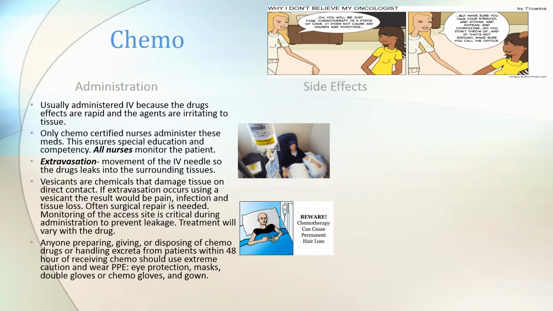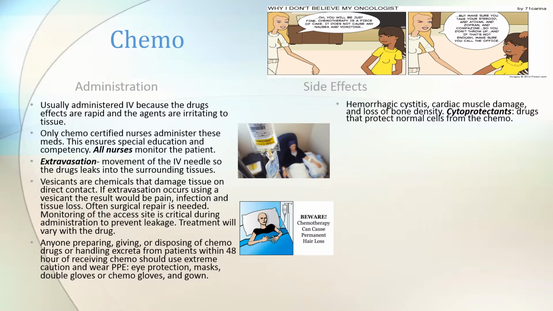So now we're going to talk a little bit about some of the side effects of chemotherapy. Hemorrhagic cystitis can occur, cardiac muscle damage, and loss of bone density. A lot of times they will administer a cytoprotectant, which is a drug that protects normal cells from the chemotherapy.